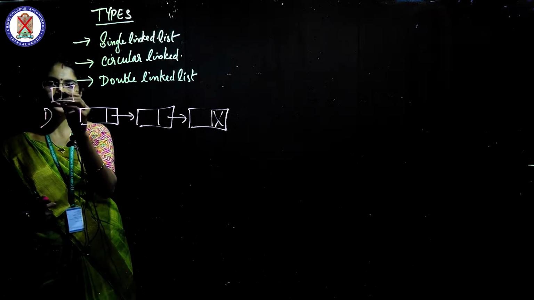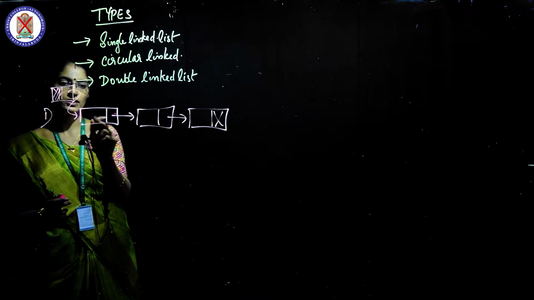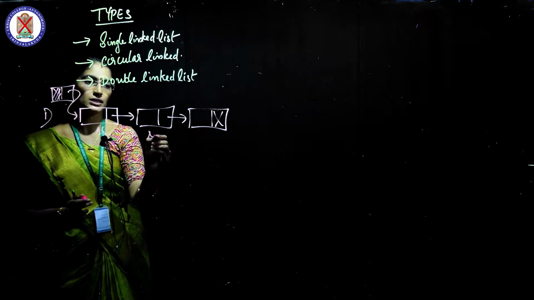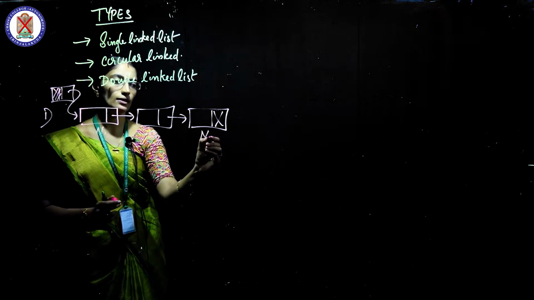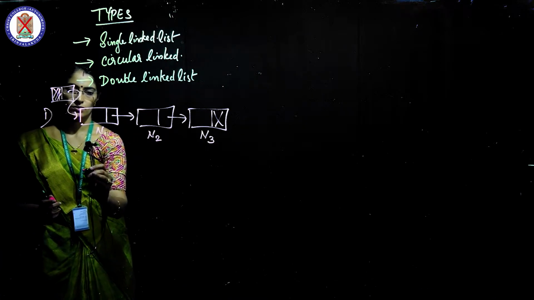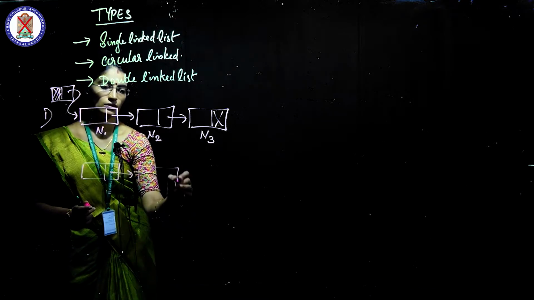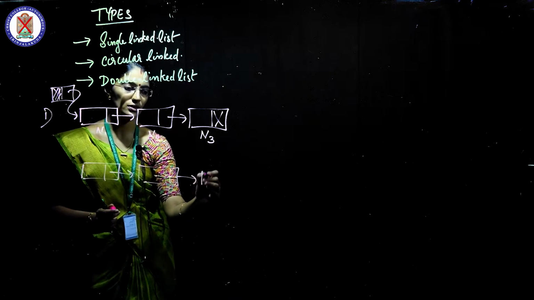Naturally you will have the header node here, which points to the first element n1, the next element n2, and the third element n3. The second one is the circular linked list. Diagrammatically, the circular linked list is represented like this.